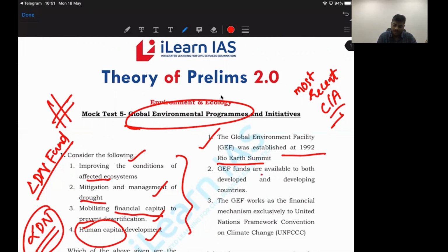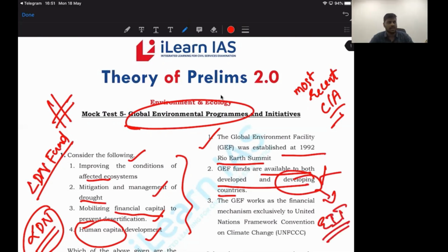GEF funds are available to both developed and developing countries. In fact, this statement is wrong. Why? Because GEF funds are only available to developing countries or economies in transition. Funds are not available to developed countries. In fact, developed countries are transferring funds from their economies to developing countries' economies. So the second statement is wrong.